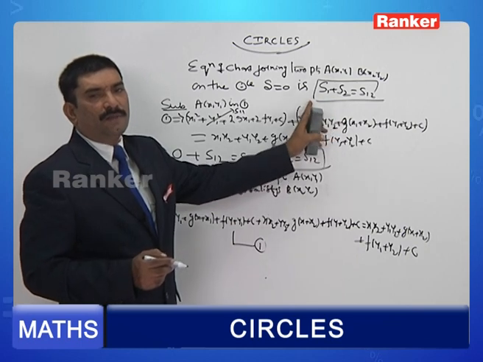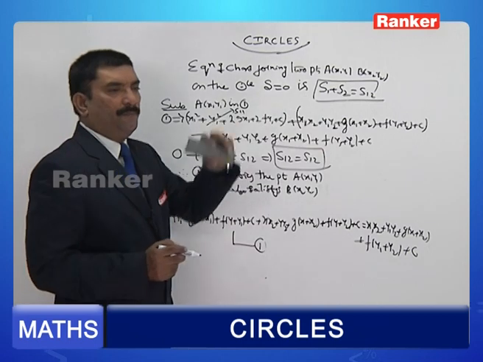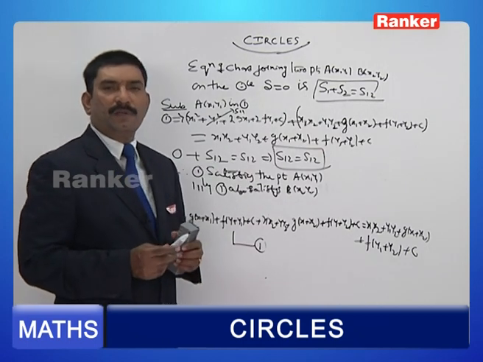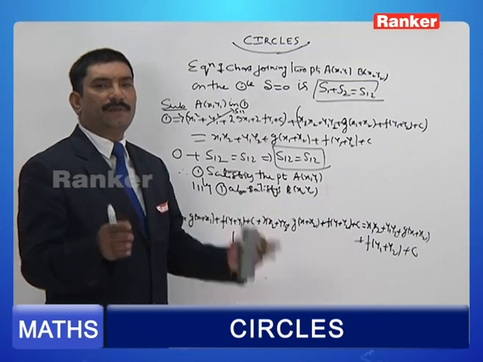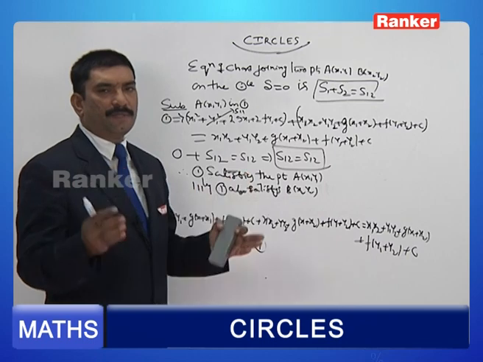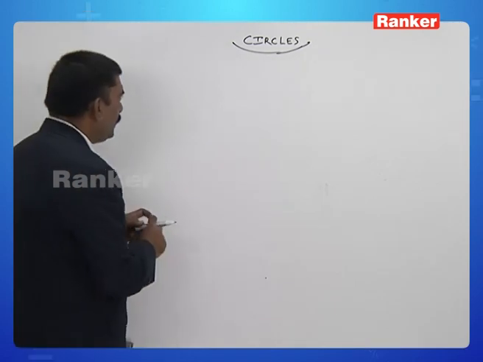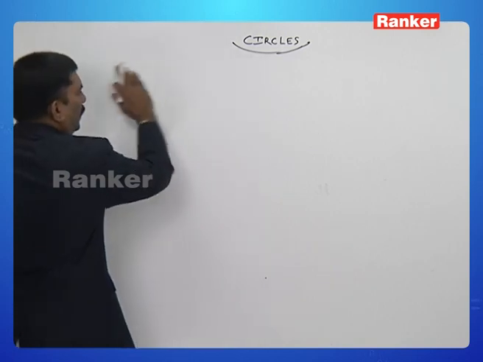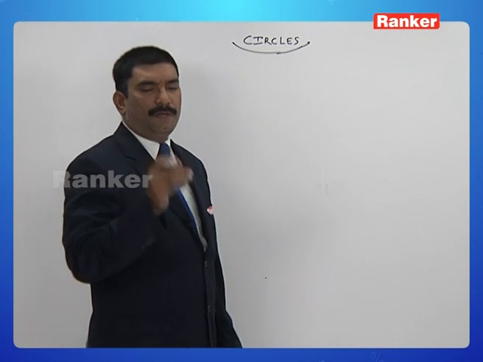S12. S1 plus S2 is equal to S12. Right. Now we understood the equation of the chord joining A(x1, y1) and B(x2, y2) as S1 plus S2 is equal to S12. Right. Now let us discuss an important topic.